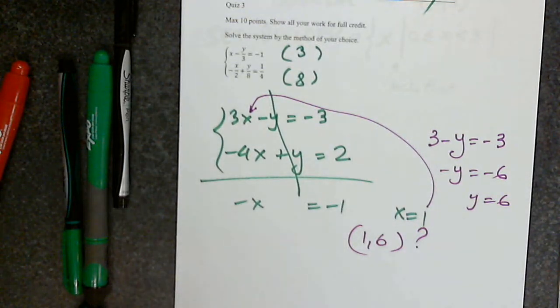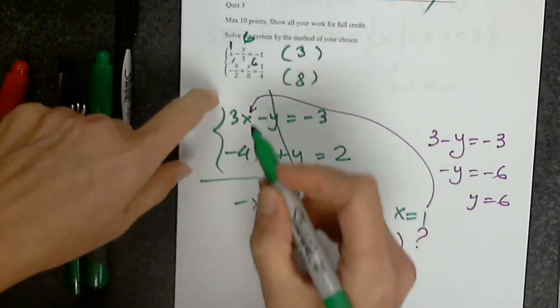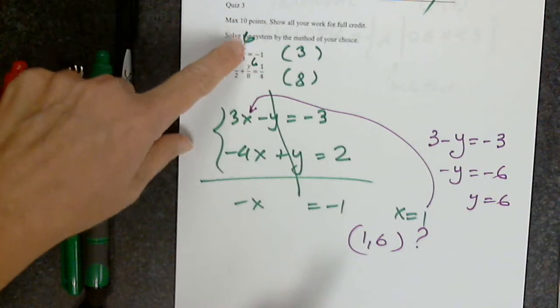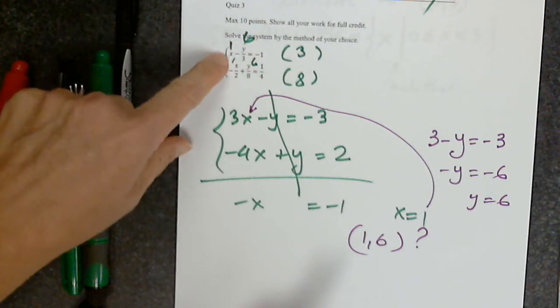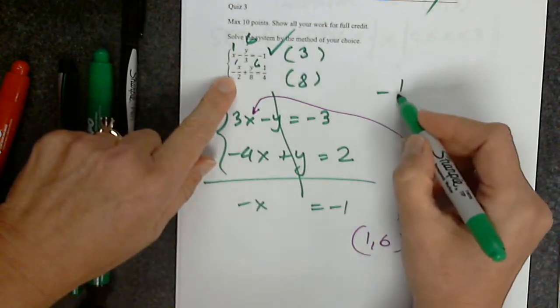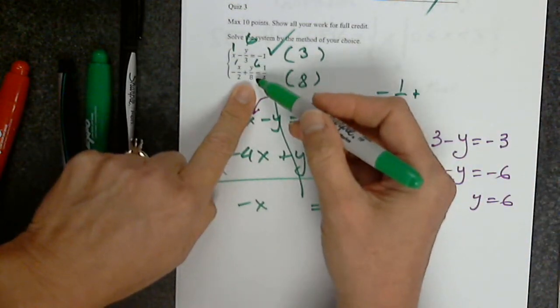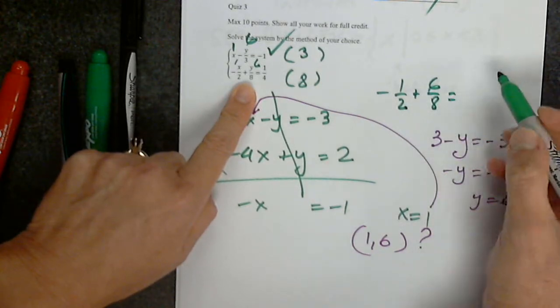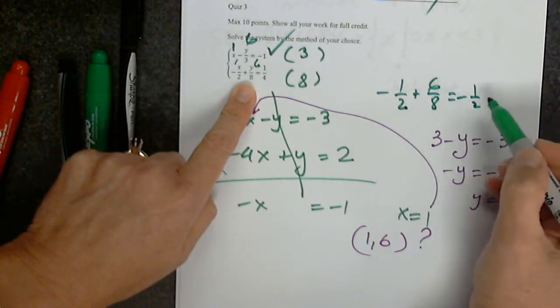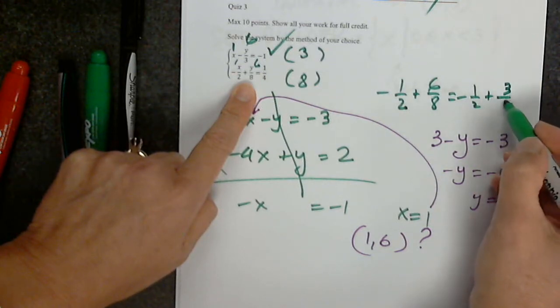So I go back, and I have here 1, 6. 1 minus 6 divided by 3, which is 2. 1 minus 2 is -1. Yes. Negative 1/2 plus 6 over 8. Let's see what this is. I simplify. Negative 1/2. I simplify by 2. And I have plus 3/4.